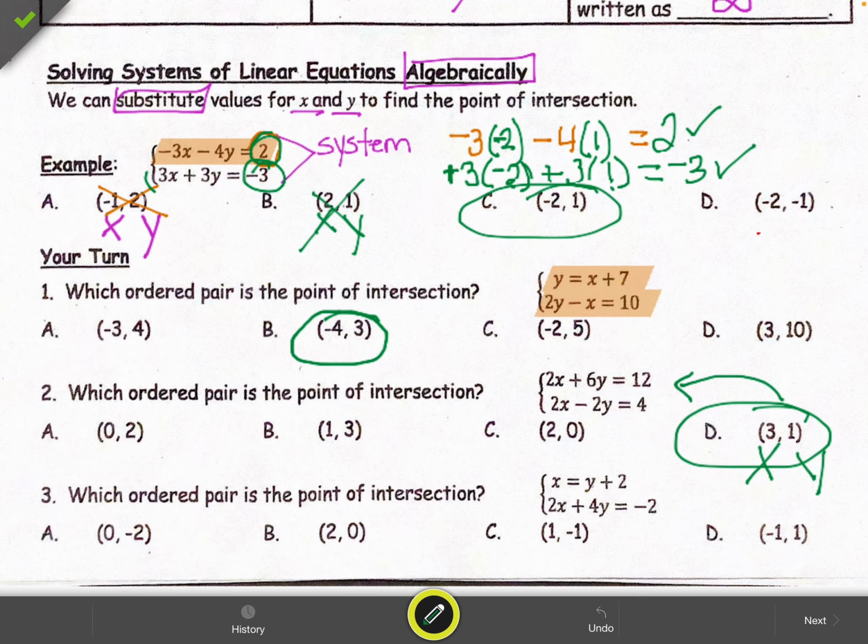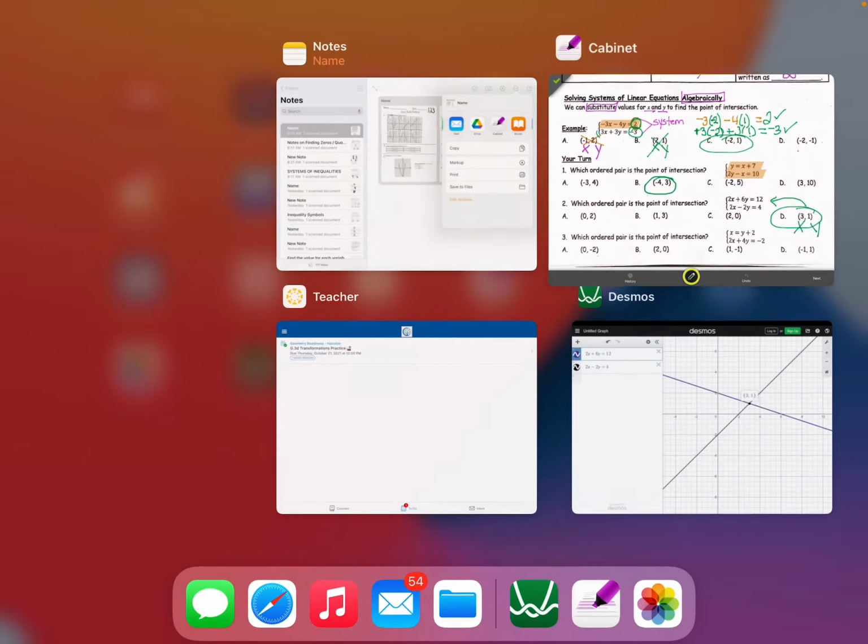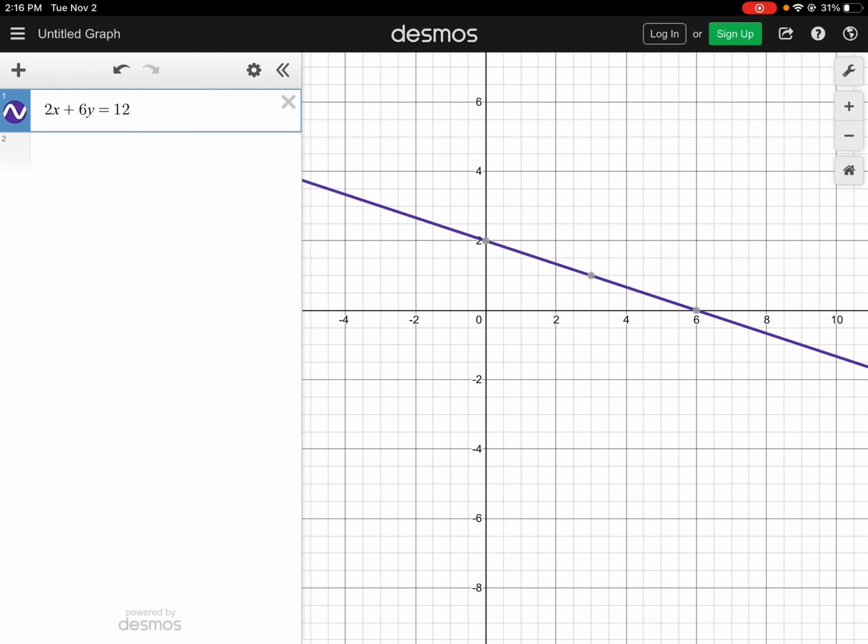All right, well, let's try the last one. I'll give you like a minute. Type both of your equations in, see where they intersect. Where they intersect is your solution. So go ahead and type those in. See if you can come up with the answer.